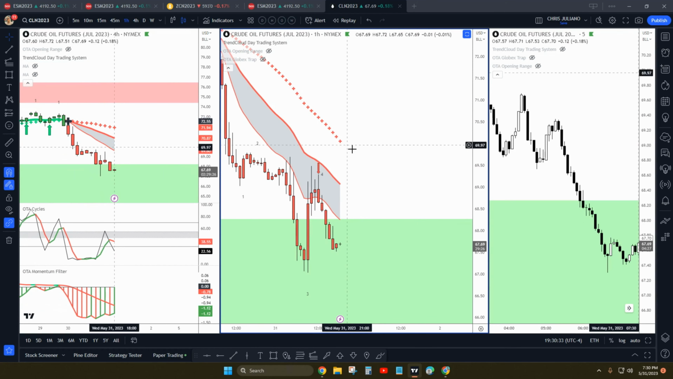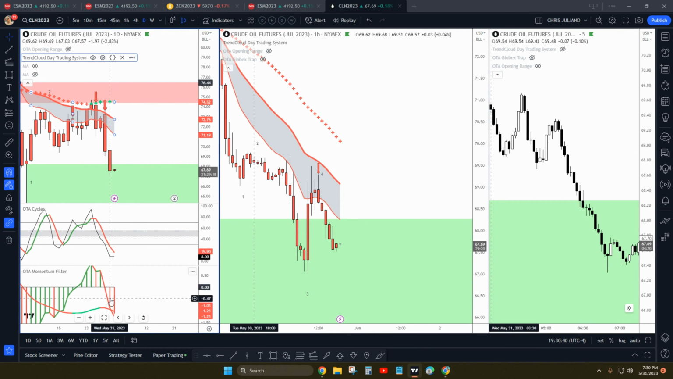So let's go over this. On the 1 hour chart, trend is going down. Let's keep it on the daily chart. Momentum is down, cycling down. We love this. This is what we want. Here's 11 a.m.